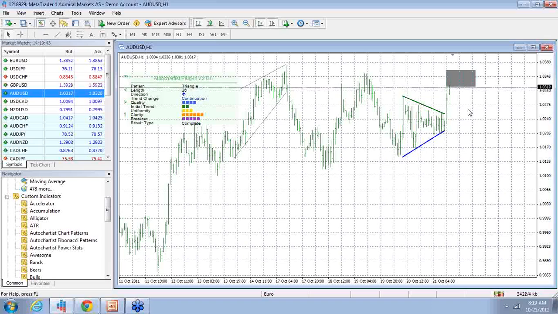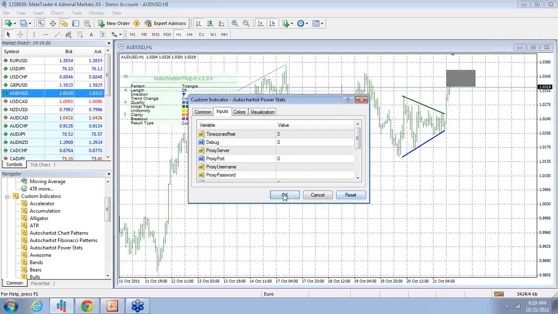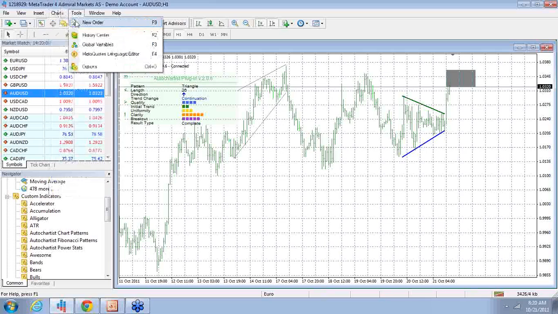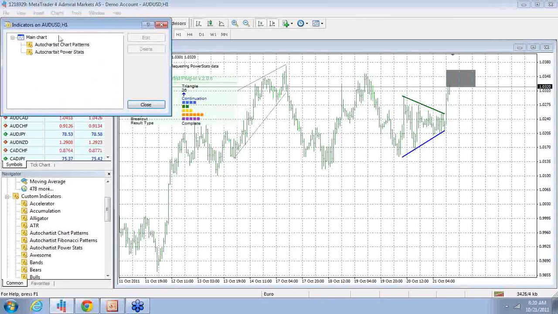Now, whether this market goes beyond the lower level or the upper level, we can get some help by looking at this Autochartist power stats custom indicator. We can drag this in here. Let me check my indicators list. You can see in my indicators list I have chart patterns and power stats. Okay.